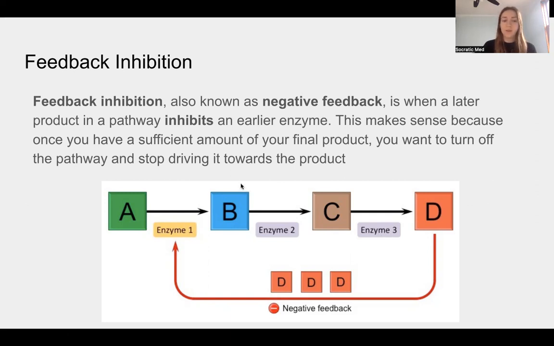Another important thing to note is that a lot of times the most carefully regulated enzyme is that first one in the pathway, just because if that one's off, you're not going to need to deal with the further enzymes in the pathway. So that's usually the one that you'll see the tightest regulation on.